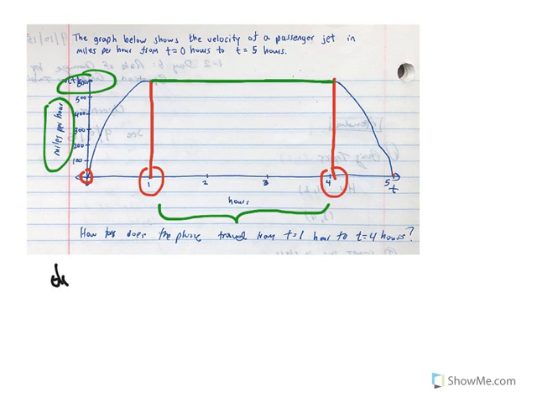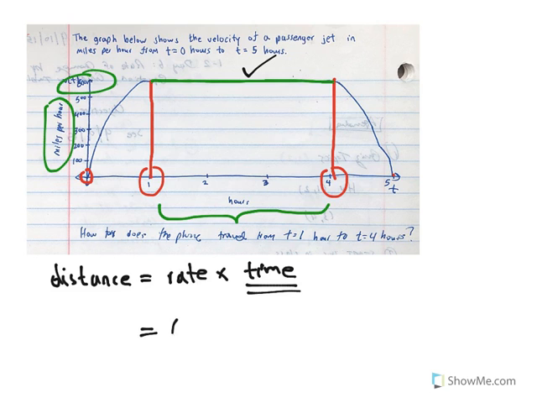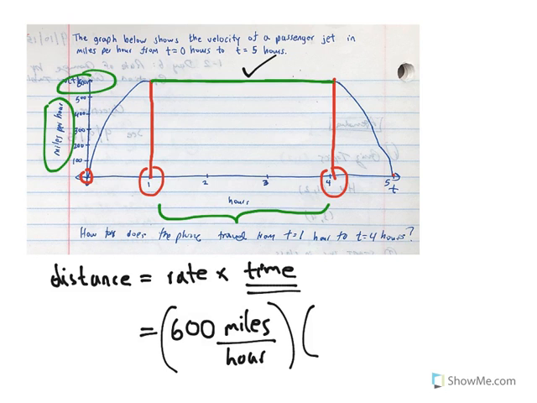So we know that distance is equal to rate times time. And since the rate, or the velocity of the plane, is a constant value for the time from 1 to 4 hours, this is a very easy problem to do. We're just going to say the distance traveled is equal to the constant rate, which is 600 miles per hour, multiplied by the total time, which would be 4 minus 1, which would be 3 hours. And if you look at the units here, when you multiply miles per hour by hours, hours and hours will cancel, and that gives you the distance traveled by the plane from 1 to 4 hours, which would be 1,800 miles.